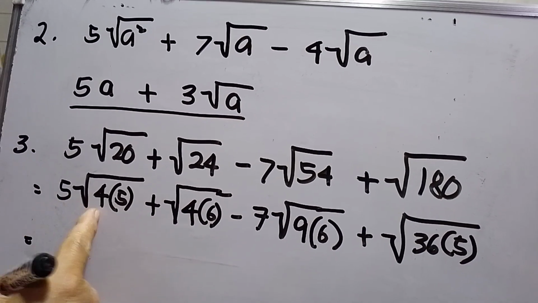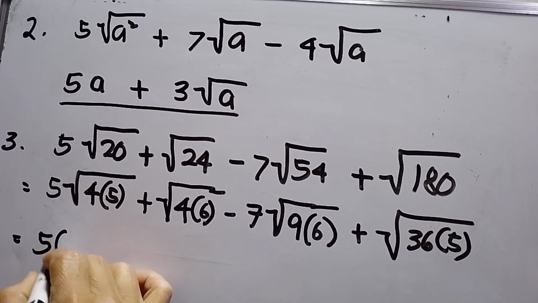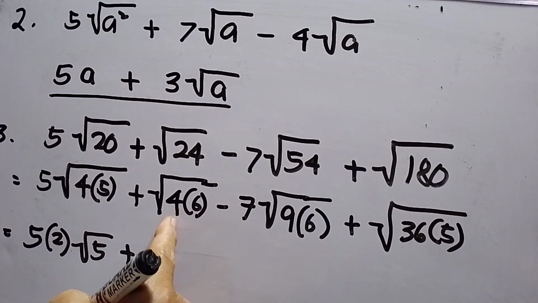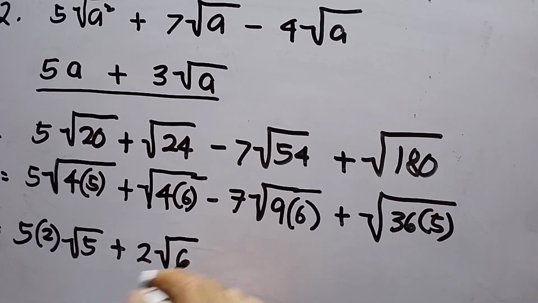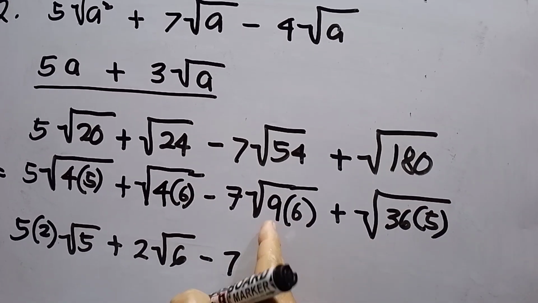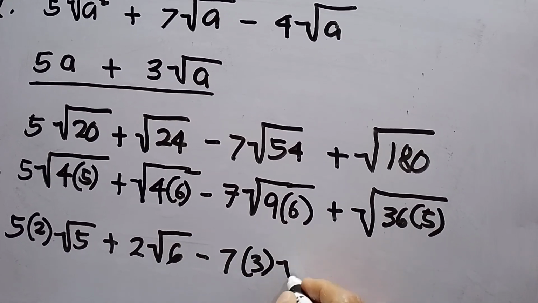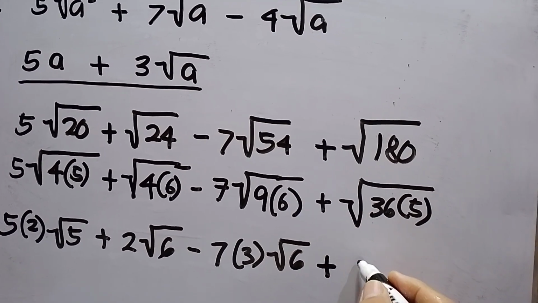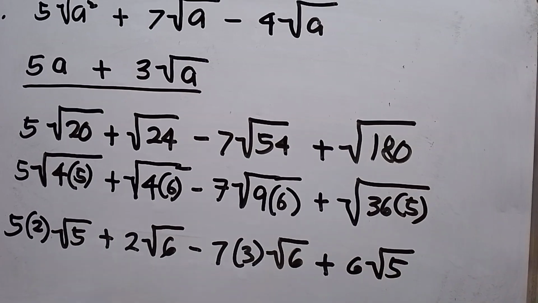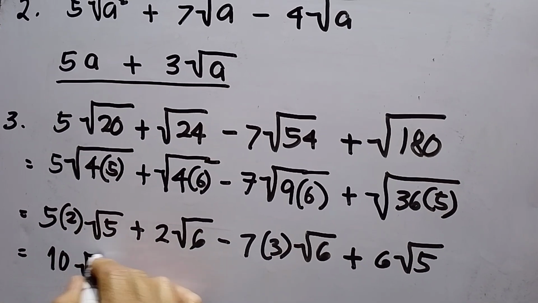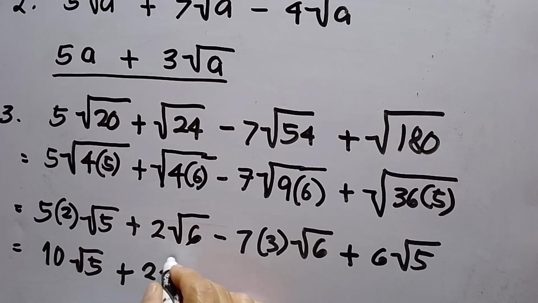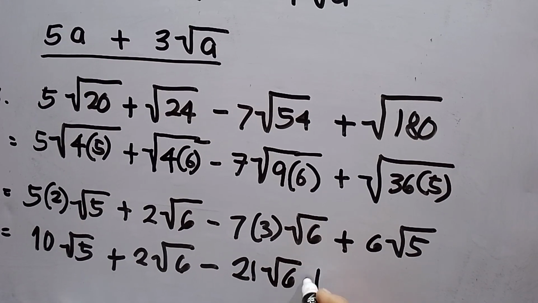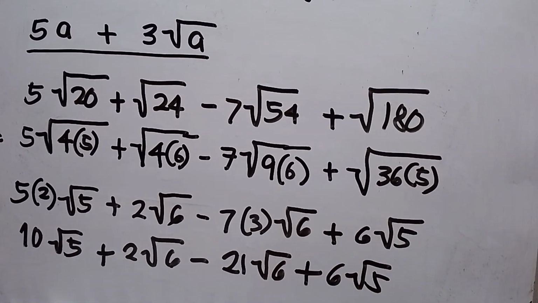So this will be square root of 4 is 2. So 5 times 2. And then I have here square root of 5. Then square root of 4 is 2. Then square root of 6. Minus 7. Square root of 9 is 3. Then I have square root of 6 in here. Plus square root of 36 is 6. Then I have square root of 5. This is 10 square root of 5 plus 2 square root of 6. This is 7 times 3 is 21 square root of 6. Then plus 6 square root of 5.